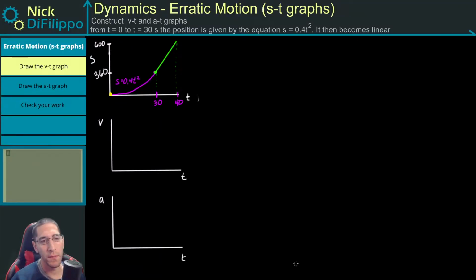In this problem, we are given a position versus time graph, and what we are asked to do is figure out what the velocity versus time graph is and the acceleration versus time graph is. And this is an example of erratic motion.